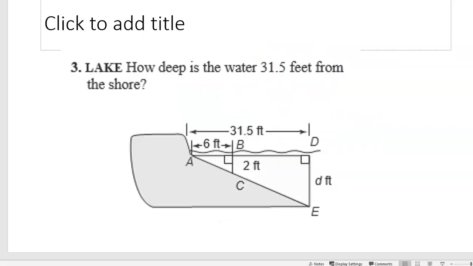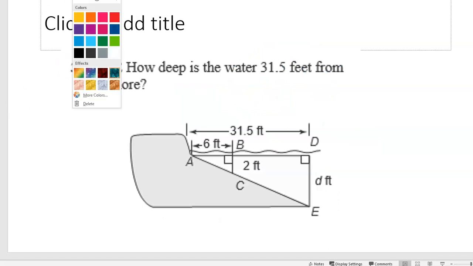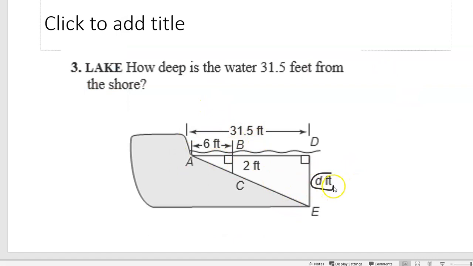Okay. How deep is the water? It's 31.5 feet from the shore. So I'm going to start wherever I want. I'm going to start with the variable this time. Well, the variable is part of the big triangle, so I use the big triangle's number, and I'm going to do D and 31.5.